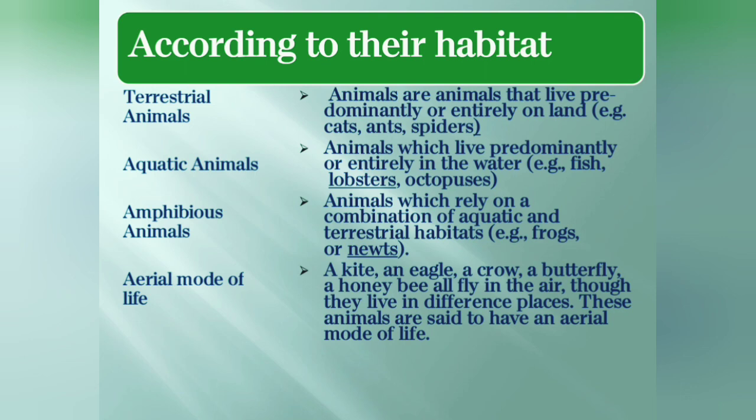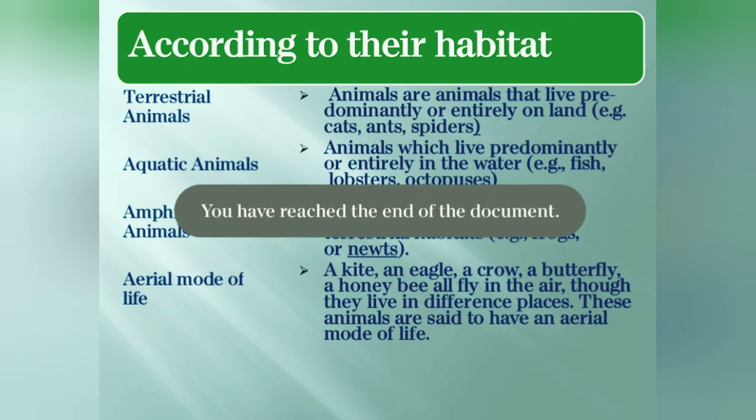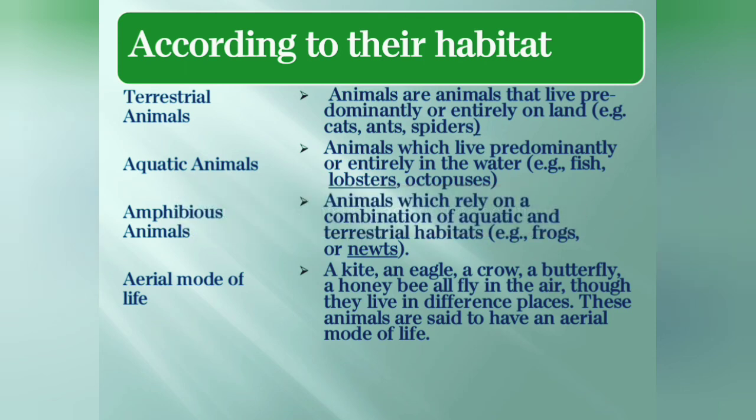And the last one is aerial mode of life. A kite, an eagle, a crow, a butterfly, a honeybee, all fly in the air. Though they live in different places, these animals are said to have an aerial mode of life. So this is the classification of animals according to their habitat. Okay, so this is the classification of plants and animals.